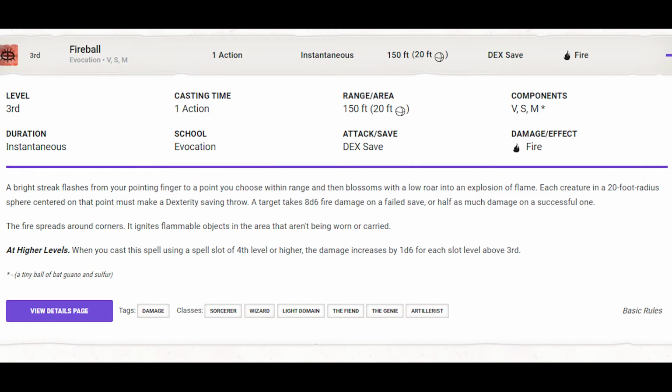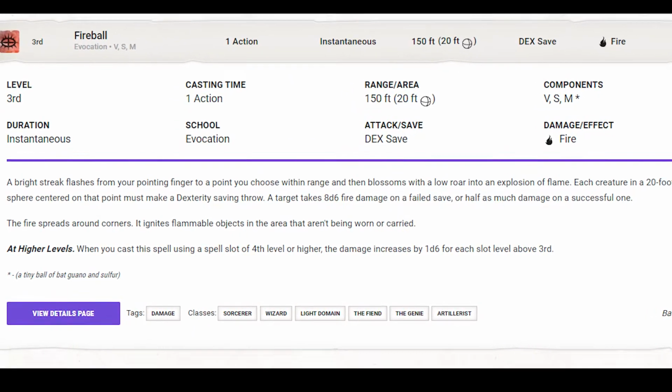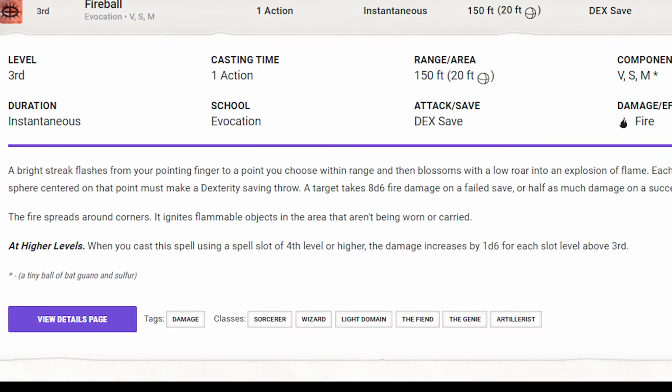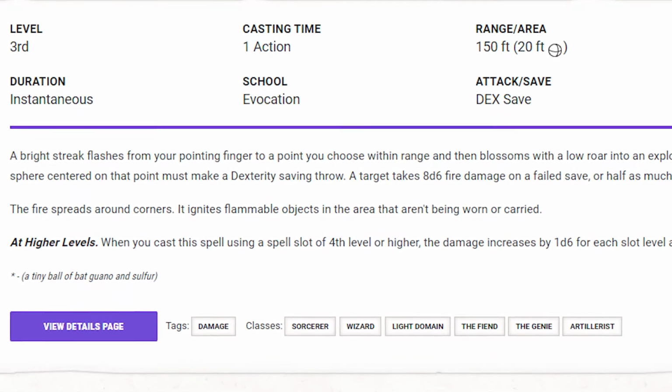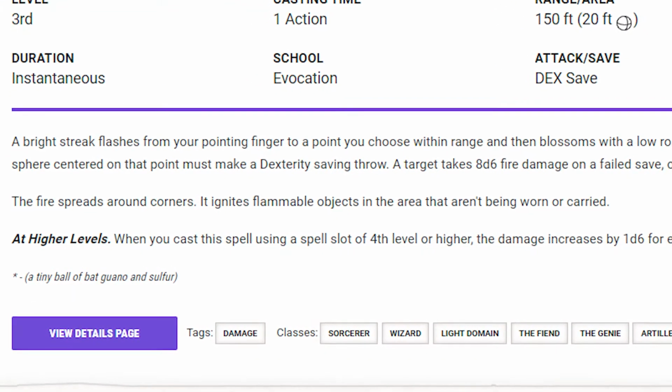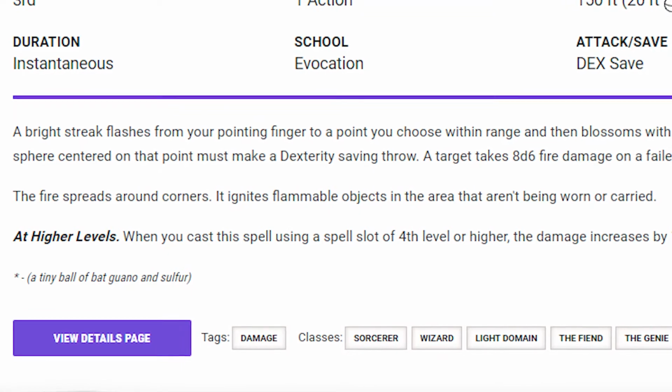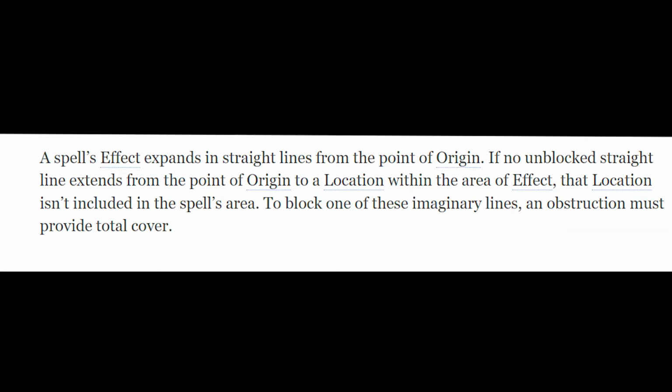Now, there are certain spells, again, like Fireball, that will call out if they go around corners. So Fireball will go around corners. If you're hiding behind a pillar, but in the area of effect of the Fireball, you will get hit by it. If it doesn't call that out, though, if you're in the area of effect, but there's a pillar or something that's blocking you from the source of the magic, it won't hit you. It kind of just goes around you. So that is how that works.